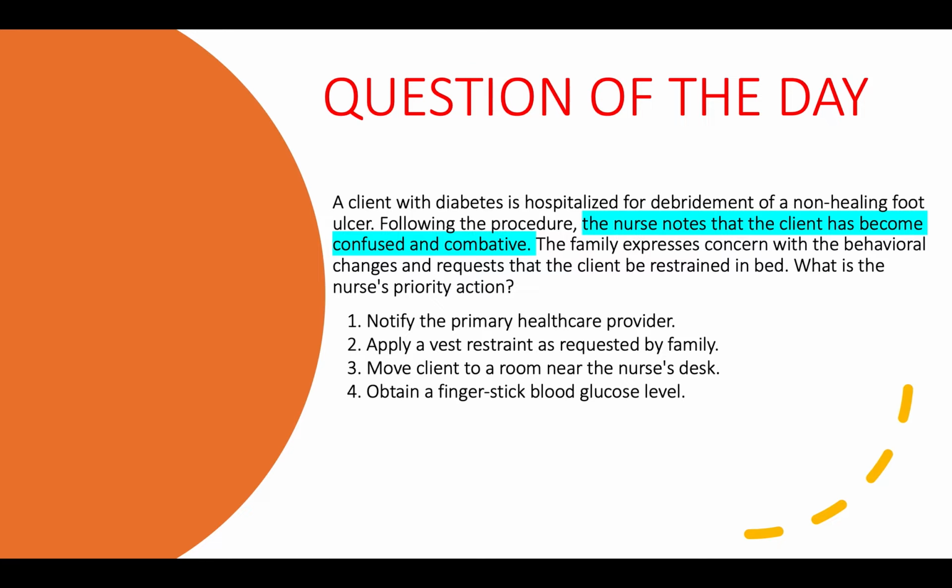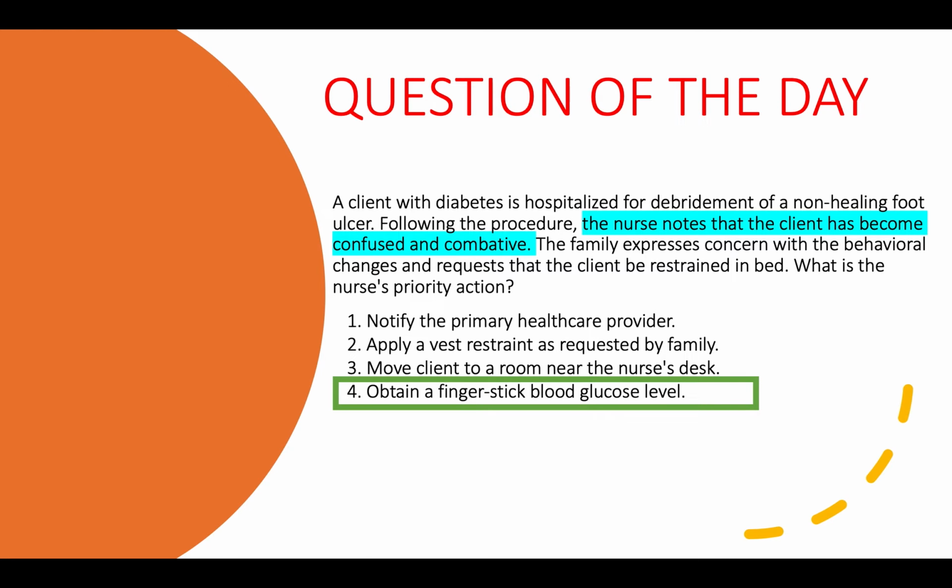Number 3, move the client to a room near the nurse's desk. Is that going to solve the problem? We don't even know what's wrong. We have to assess. So the correct answer is obtain a fingerstick blood glucose level. And I hope that you guys can understand that this is the correct answer because it deals with assessing the patient and finding out what has made him confused and combative.